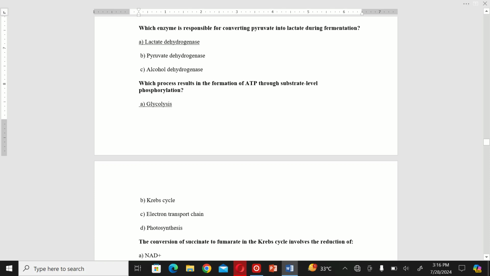The next MCQ: which enzyme is responsible for converting pyruvate into lactate during fermentation? A. Lactate dehydrogenase, B. Pyruvate dehydrogenase, C. Alcohol dehydrogenase. So the correct option is A.